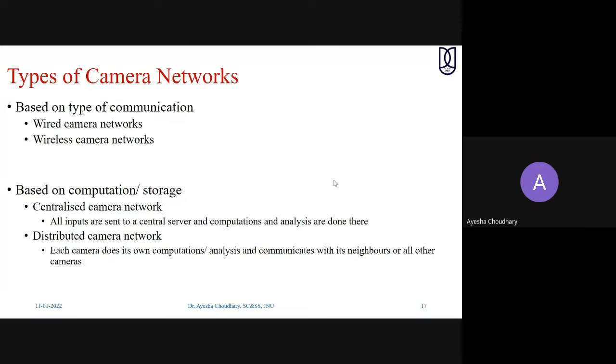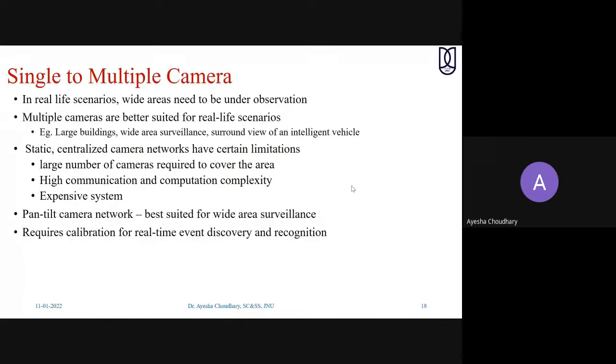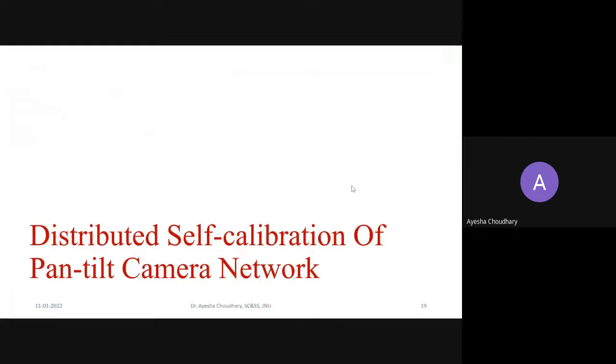So in general, what we would really like is maybe a wireless camera network which can communicate as well as do distributed processing, and a mixed camera network where you can have cameras of different types. So here we then move from single to multiple cameras, and we just talked about why we need those. So now I'm going to talk about a distributed method for self-calibration of a pan-tilt camera network.